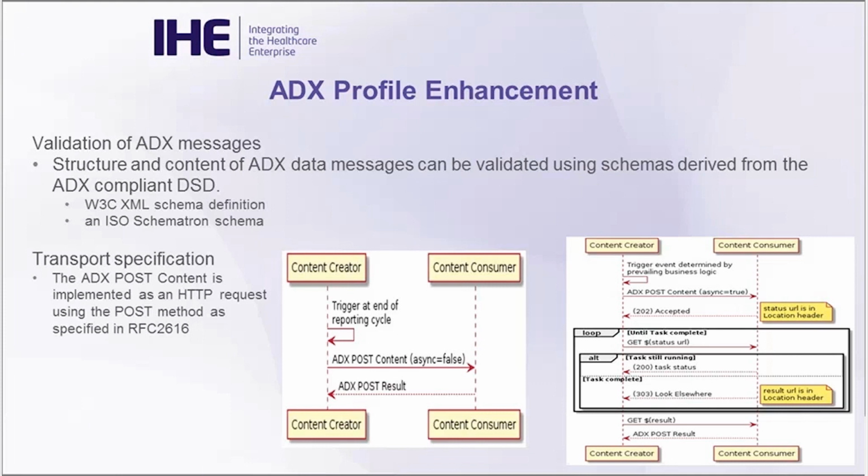The ADX post content uses two methods. The first is when asynchronous is false, which means that ADX post results are received by the content creator immediately after the data message is received and processed by the content consumer. And the second is when asynchronous is true. The message is received by the content consumer and queued for processing. And an ADX post result is sent after the data has been processed within the system.